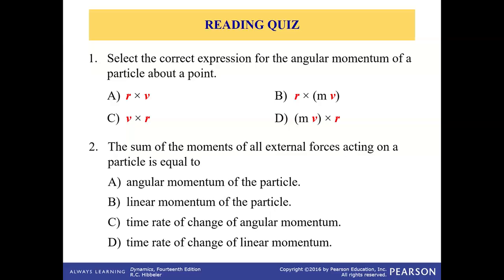Read the second question. The sum of moments of all external forces acting on a particle is equal to, and we have four options, and you will shortly notice that the correct answer is the time rate of change of angular momentum, that is option C.